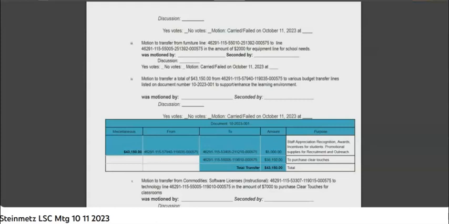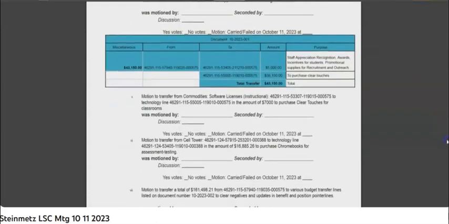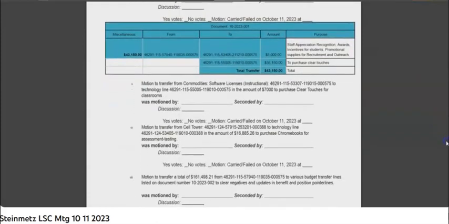Next transfer? Motion to transfer from commodity software license instructional 46291 1155337 1190150000575 to technology line 46291 115555005 11901000575 in the amount of $7,000 to complete the purchase of the clear touches for the classroom. I second. Mr. Rodriguez? Yeah. So open for discussion?